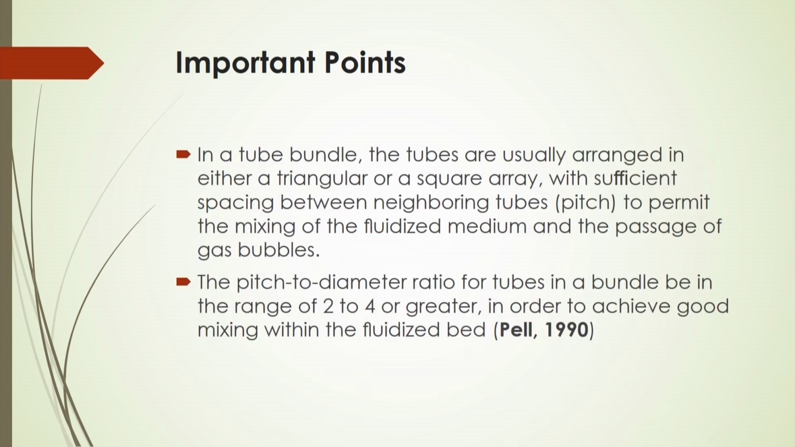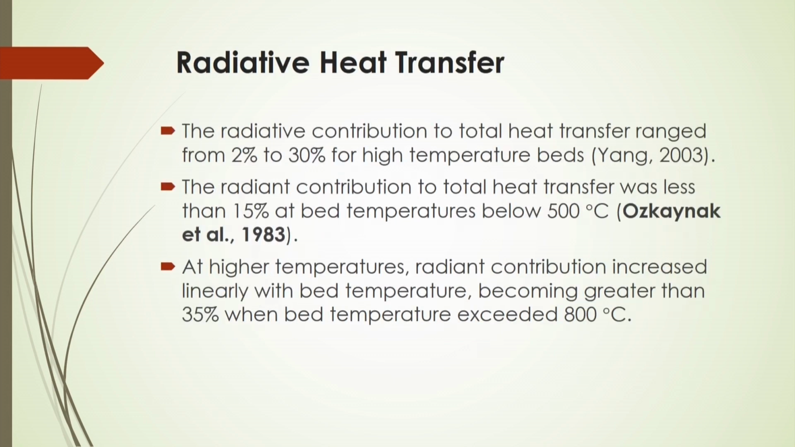In a tube bundle, the tubes are usually arranged in either a rectangular, triangular or square array, with sufficient spacing between neighboring tubes, that is called pitch, to permit the mixing of the fluidized medium and the passage of gas bubbles. Now, the pitch to diameter ratio will affect the heat transfer coefficient, and this ratio for tubes in a bundle should be in the range of 2 to 4 or greater, in order to achieve good mixing within the fluidized bed, and hence good heat transfer distribution.